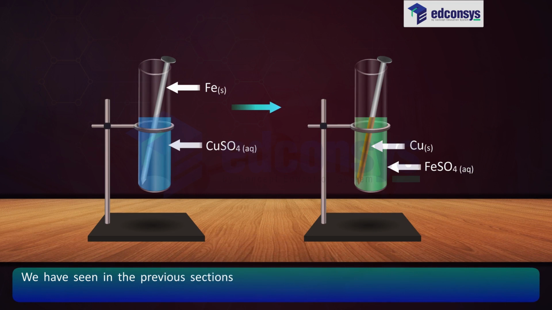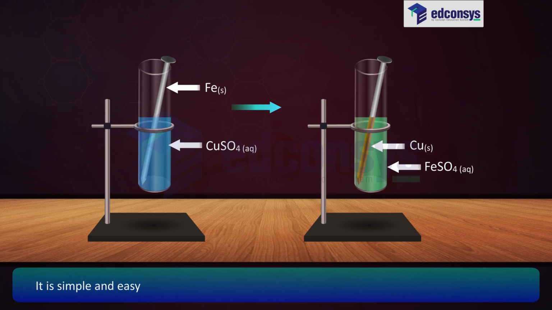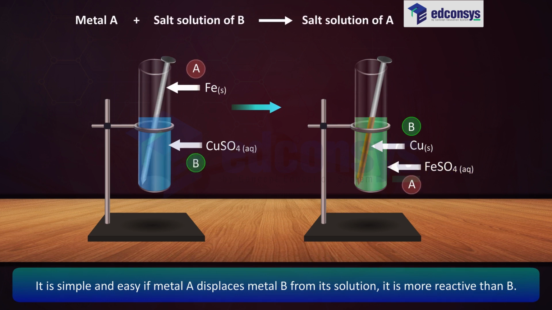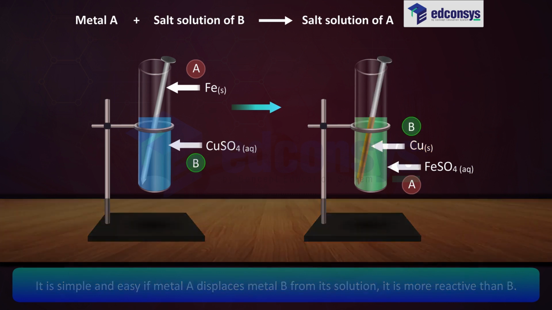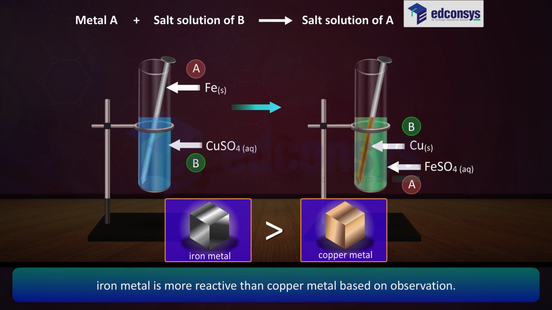We have seen in the previous sections that all metals are not equally reactive. Displacement reactions give better evidence about the reactivity of metals. It is simple and easy. If metal A displaces metal B from its solution, it is more reactive than B. Metal A + salt solution of B gives salt solution of A + metal B. Iron metal is more reactive than copper metal based on observation.